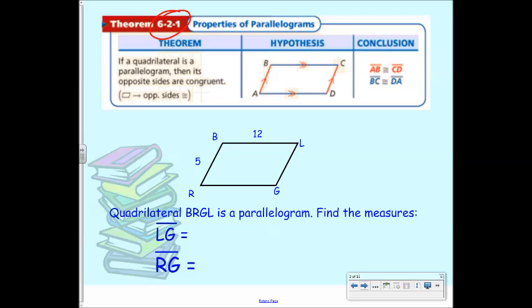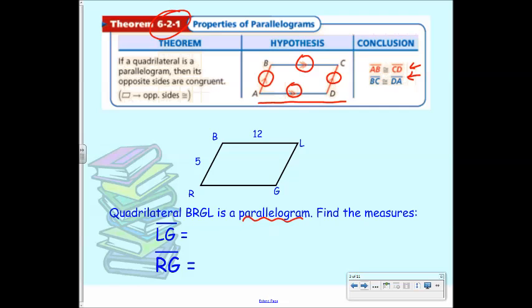So the first theorem that we're going to talk about is if a quadrilateral is a parallelogram, then its opposite sides are congruent, which just means in this figure right here, if I tell you that it's a parallelogram, which we know this one is because it's got those arrows, the opposite sides are parallel, and it's a quadrilateral, then that means that the opposite sides are going to be congruent. So for example, AB is congruent to CD. And BC is congruent to DA. So opposite sides of a parallelogram are always congruent. So taking a look down here at quadrilateral BRGL, if I tell you it's a parallelogram, then what can you tell me about LG and RG?